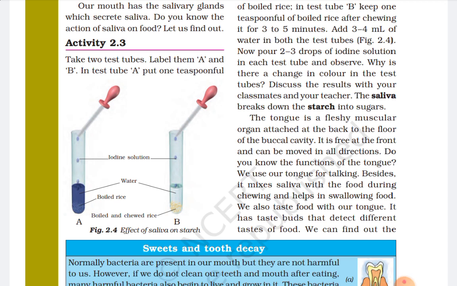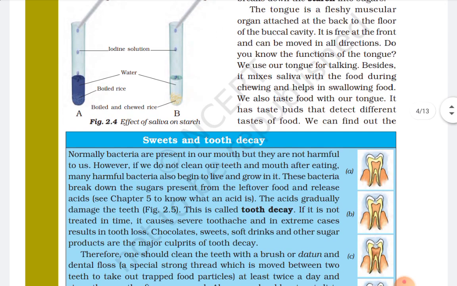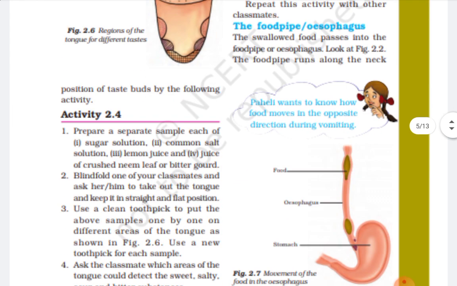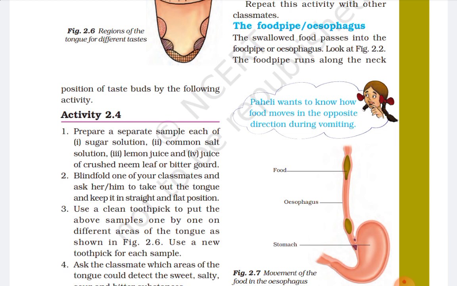We use our tongue for talking. Besides, it mixes saliva with the food during chewing and helps in swallowing food. We also taste food with our tongue. It has taste buds that detect different tastes of food. We can find out the position of taste buds by the following activity.